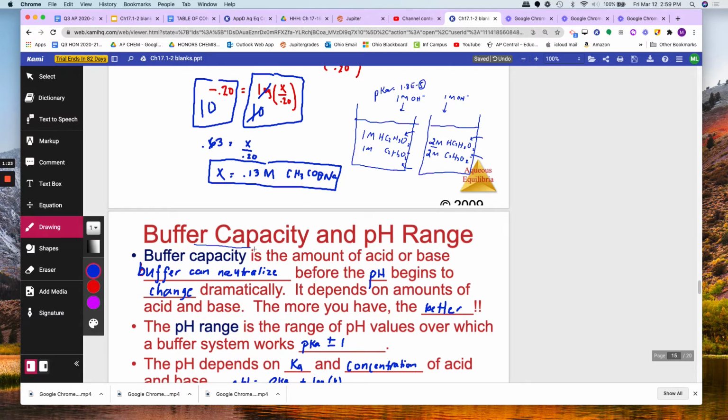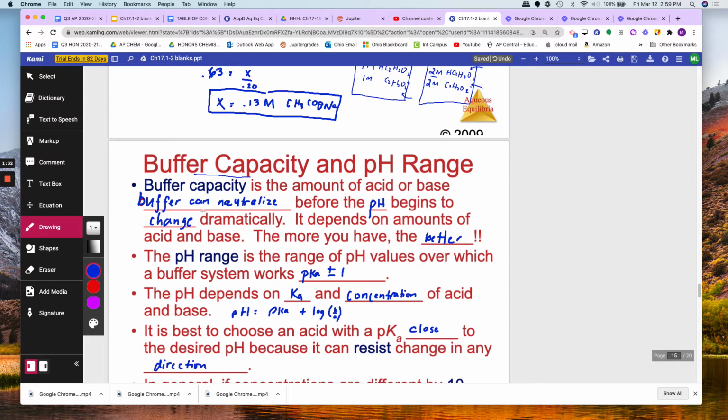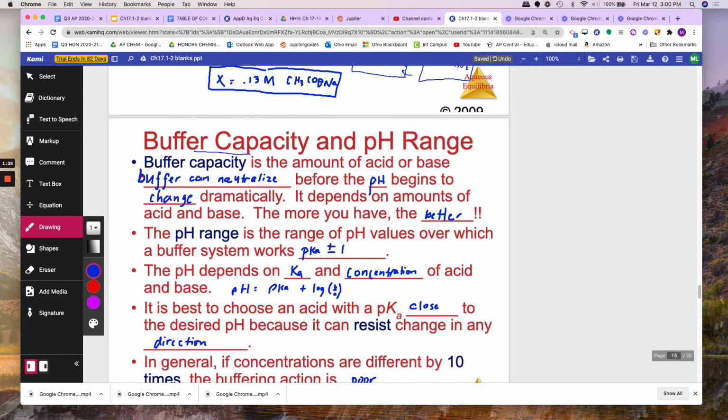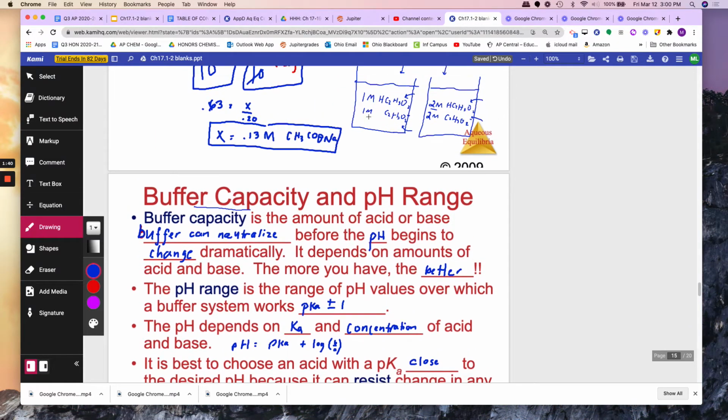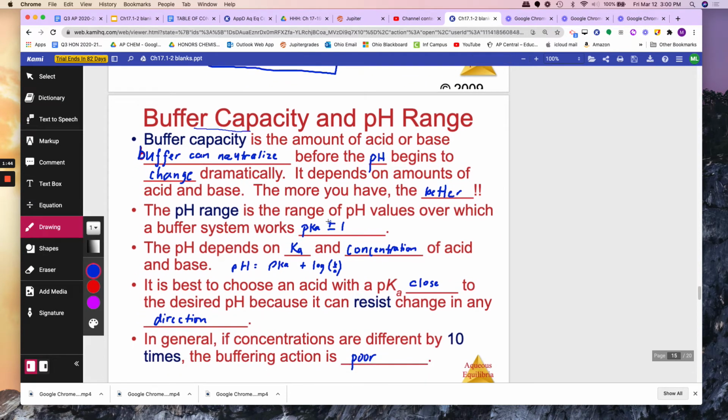The buffer capacity is the amount of substance you have in your buffer that can interact with the acid. It is the amount of acid or base your buffer can neutralize before the pH begins to change. It depends on how much you have in the beaker. Do you have 1 molar or 2 molar? The more you have, the better. The pH range is the range of pH values over which a buffer system works.